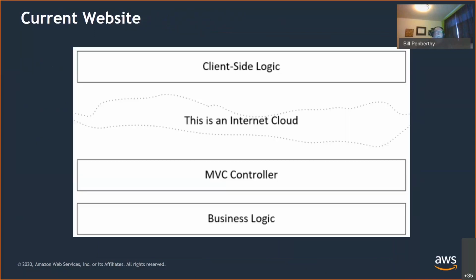So this is pretty much what the website looks like now. There's a bunch of client-side logic in that hippie language JavaScript. There's a controller layer that accepts the user input and returns the UI elements. And there's a business logic layer that does all of the processing and orchestration. That's what we're going to move.